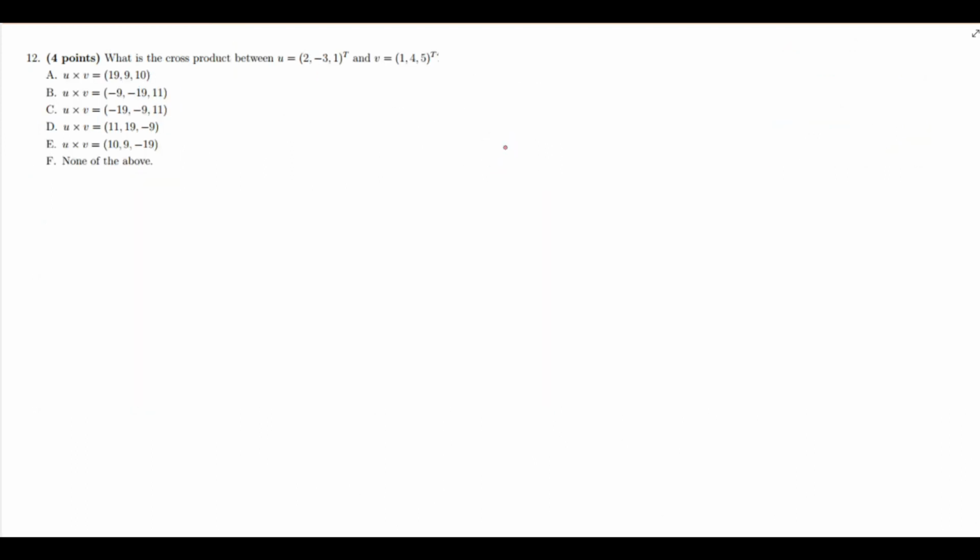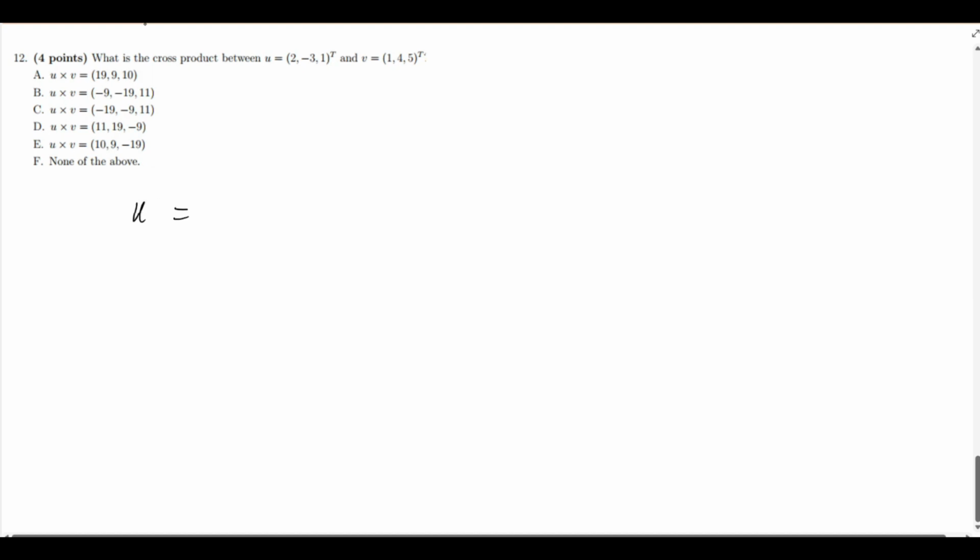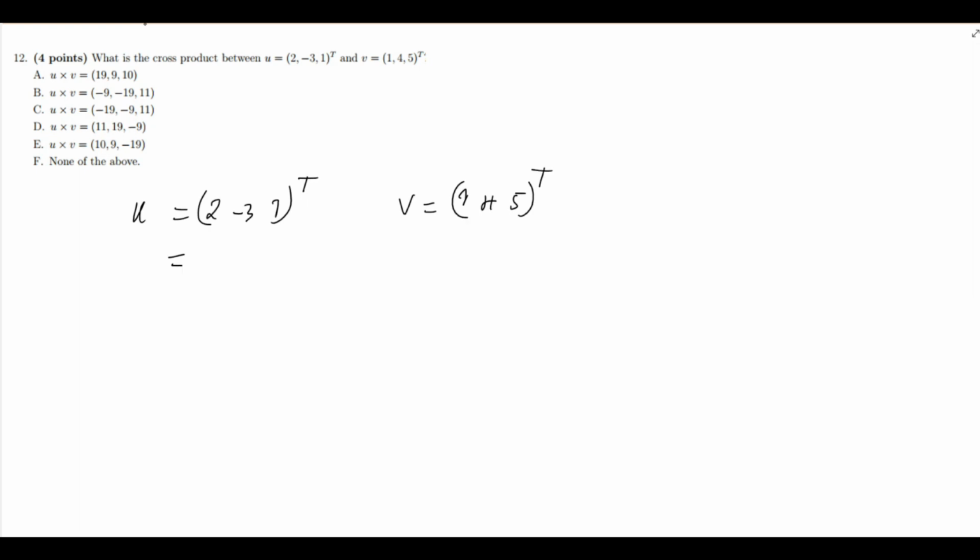The next question asks: what is the cross product between U and V? We have been given U to be (2, negative 3, 1) transpose, and V to be (1, 4, 5) transpose. You can rewrite this as a column vector, which is still your U in vector form, and this will be 1, 4, 5. But for this question, we don't need it in this format. That's why it was given to us in the transpose format.